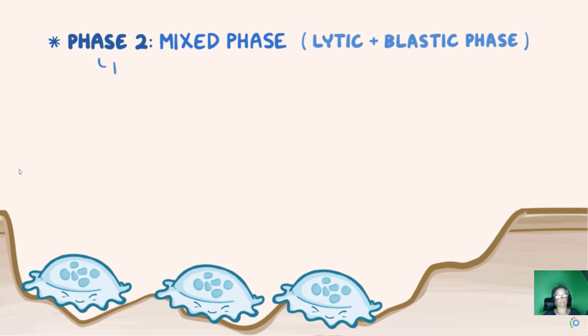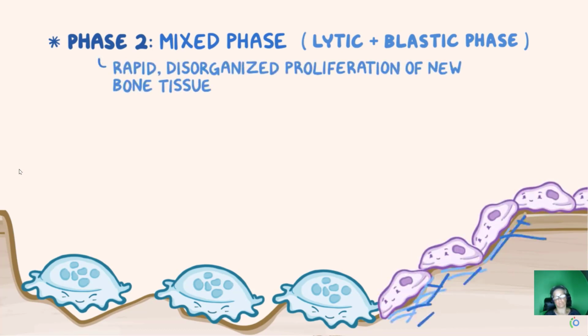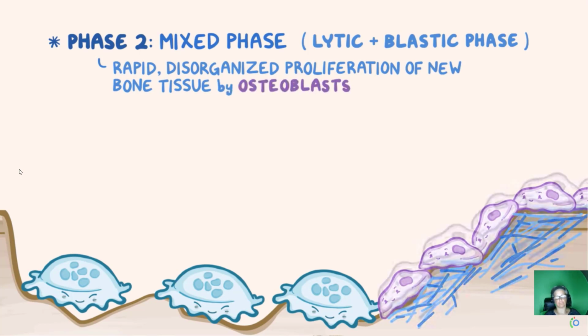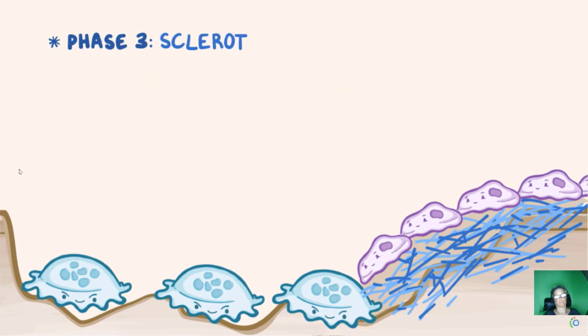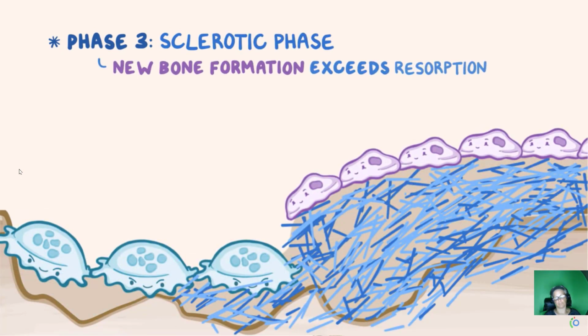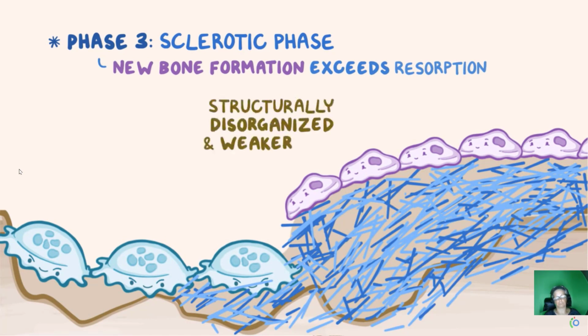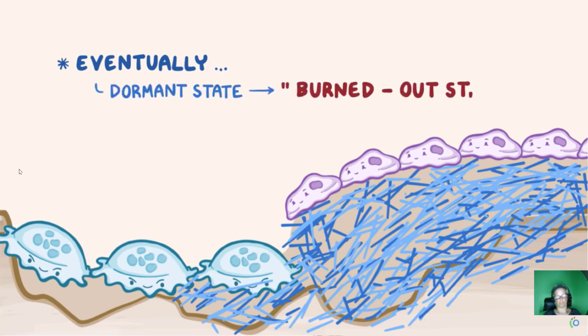In the blastic phase, there's a rapid but relatively disorganized proliferation of new bone tissue by an unusually large number of osteoblasts. The result is that collagen fibers are deposited in a haphazard way. Phase 3 is the sclerotic phase, and that's where new bone formation exceeds bone resorption. And the final result is bone that's structurally disorganized and therefore weaker than normal, healthy bone. Eventually, the osteoblastic activity also slows down, and there's a dormant state in the disease, called the burned out state.